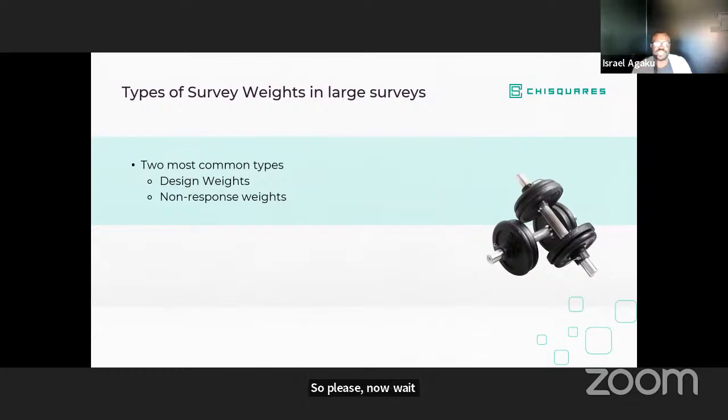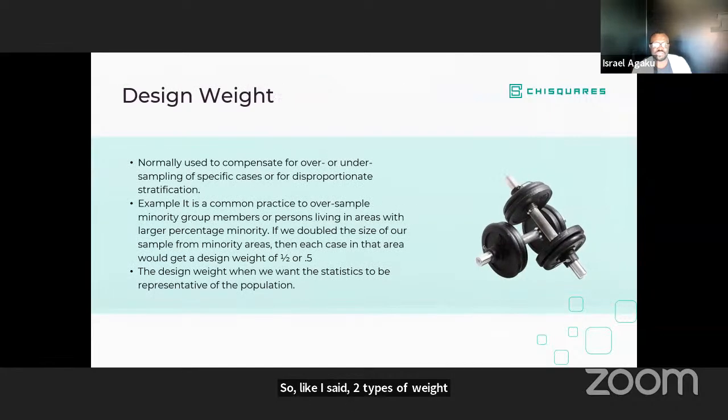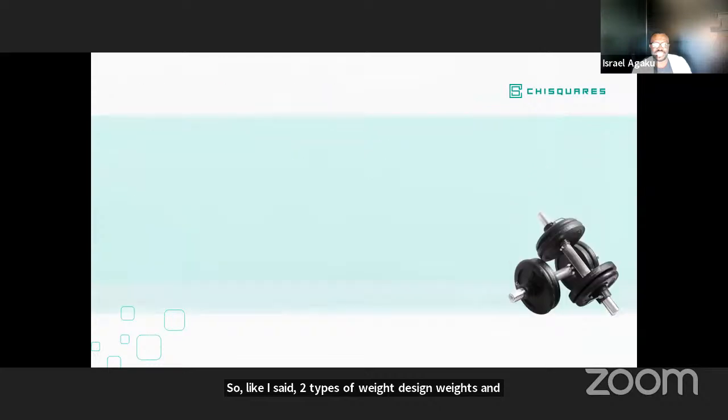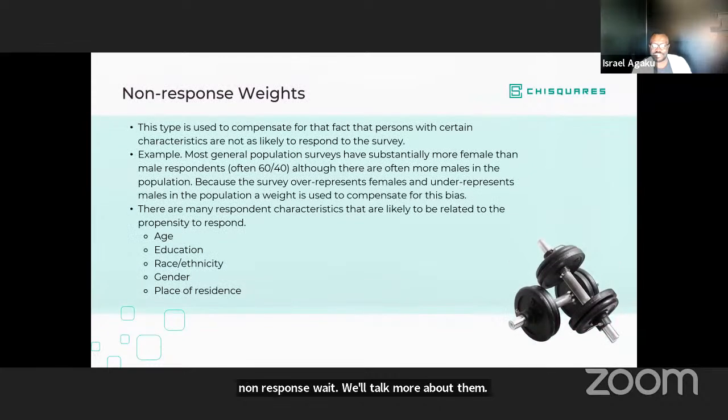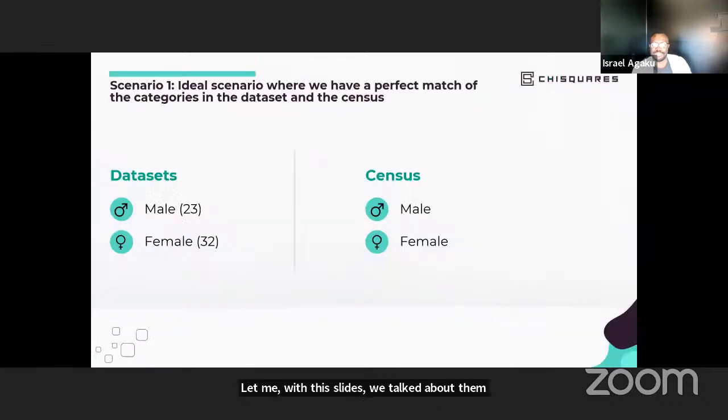Like I said, there are 2 types of weight, design weights and non-response weights. We'll talk more about them. With these slides, we talked about them extensively in the last lecture on weights, so I'm not going to dwell on them so much for the sake of time.